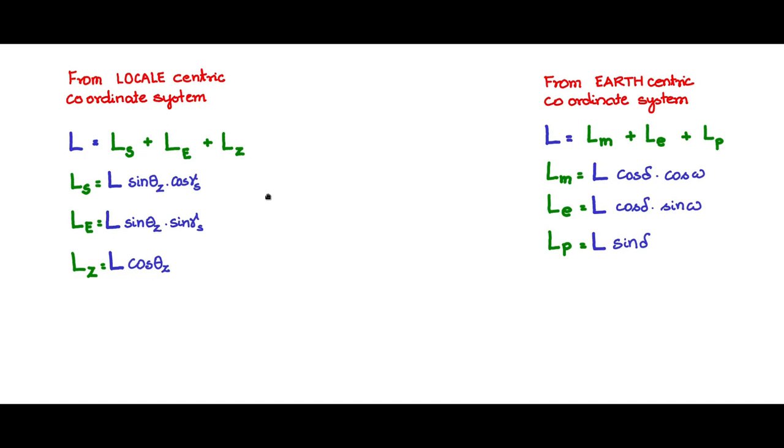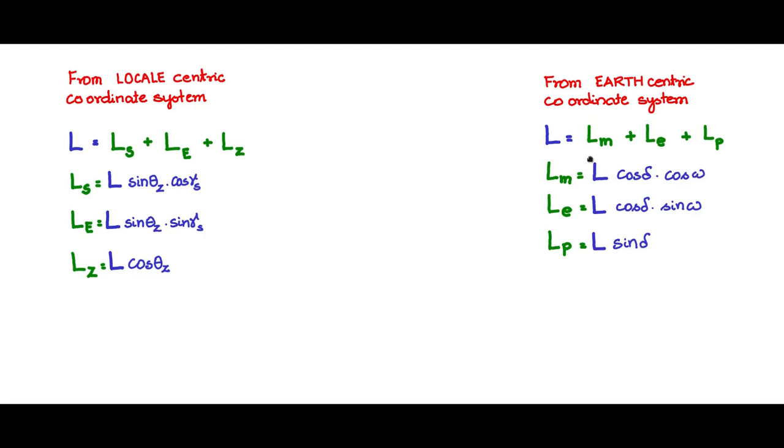As in the case of the energy on a horizontal flat plate collector, we have from the local coordinate system the insolation given as the insolation along the south axis of the horizon plane, insolation along the east, plus Lz along the zenith axis. So Ls, Le and Lz are given in terms of the zenith angle and the azimuth angle. From the earth-centric coordinate system, the insolation is resolved into Lm along the meridional axis, along the east of the meridian, and along the polar axis, and they are given in terms of the declination and the hour angle.